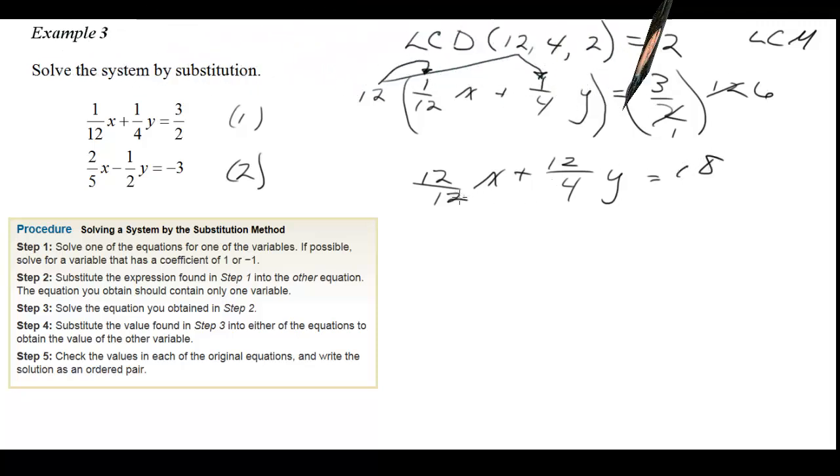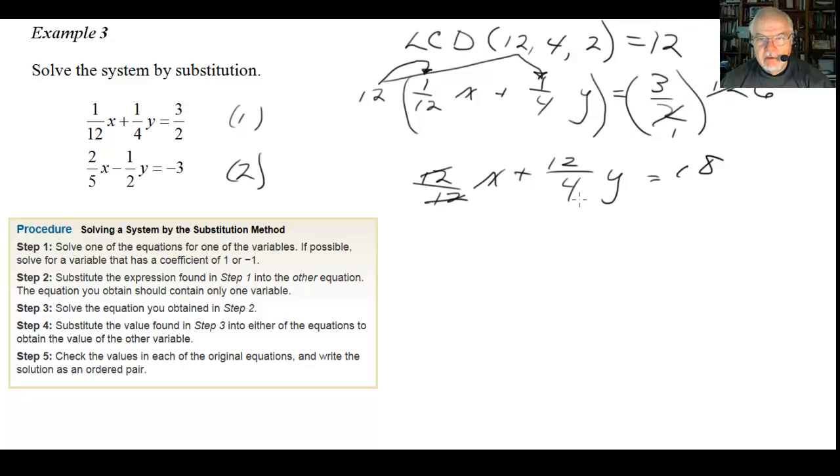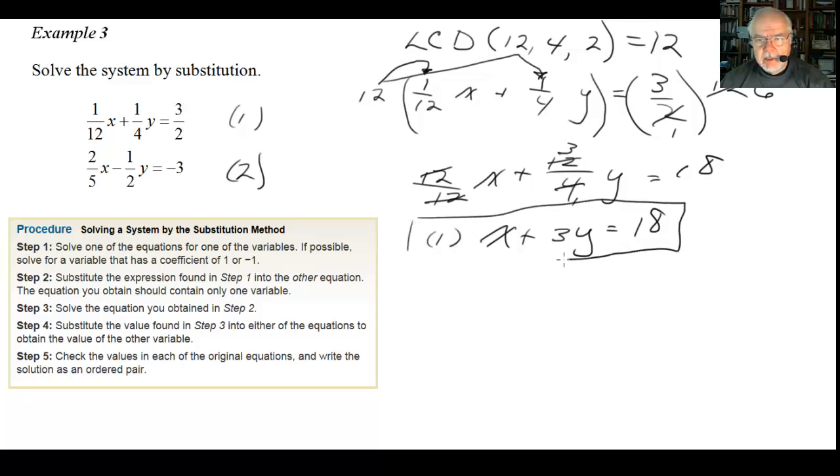Now we're going to get rid of these guys. That's just 1, right? Anything divided by itself is 1. 4 goes into 4 once. 4 goes into 12 3 times. So we're left with x plus 3y equals 18. Hooray! No more fractions. This is our brand new equivalent equation 1. Alright, it worked once, let's see if it'll work twice.